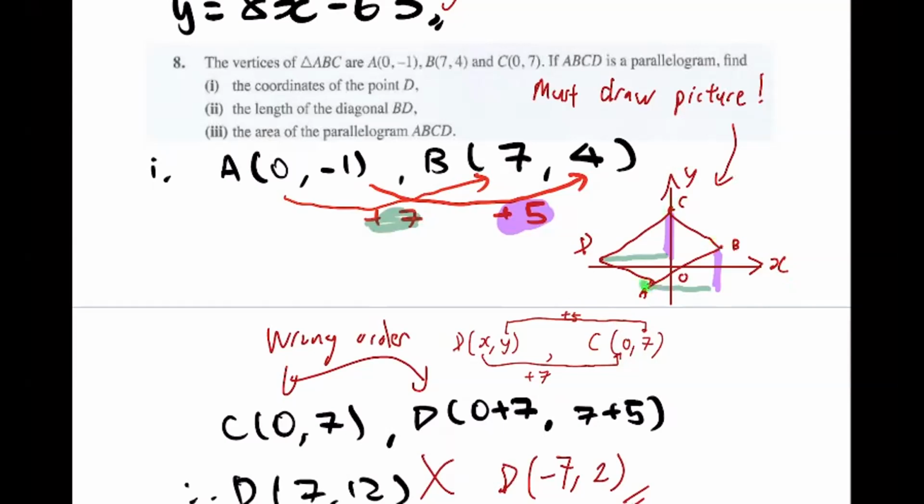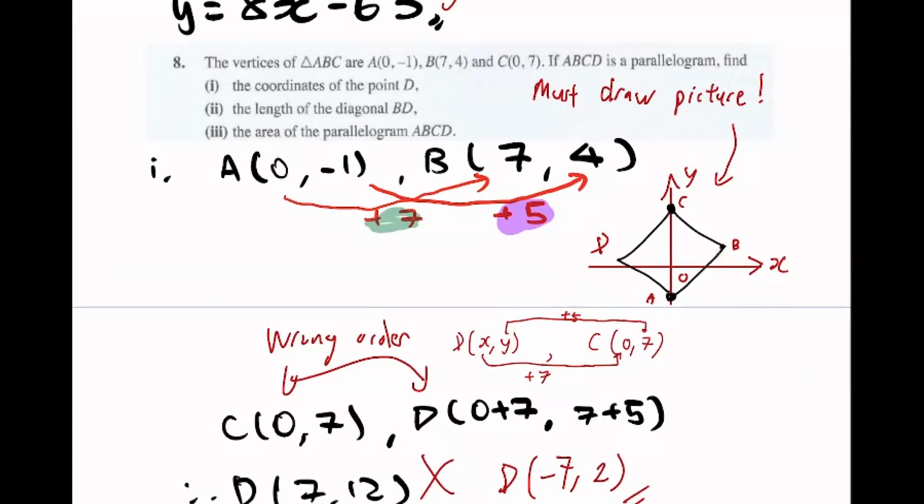Okay, A is 0, -1. Actually, I just realized that my A is in the wrong position. Let me edit this. Let me try again. More accurately, A should be 0, -1, so it's somewhere here. Then C is 0, 7, so it's somewhere there. They are intersecting the y-axis. Then 7, 4 is somewhere there. So point D is somewhere over here, roughly. Then you get this shape, right? Does this make sense?